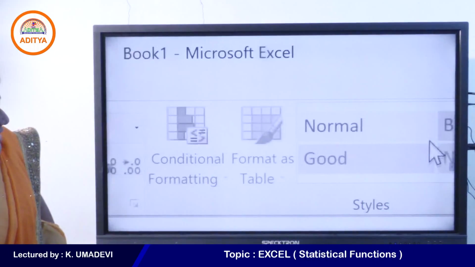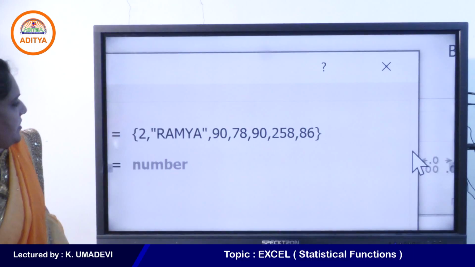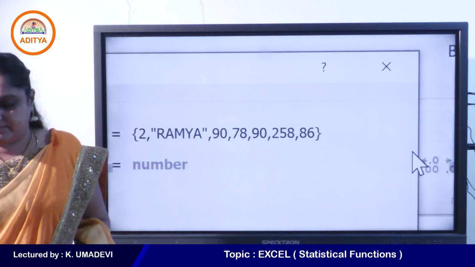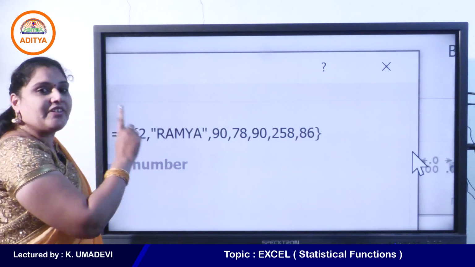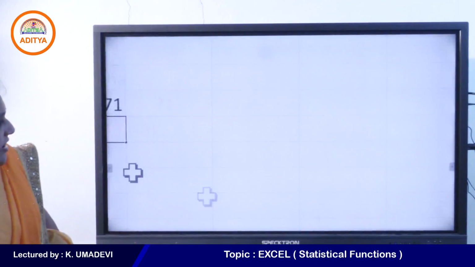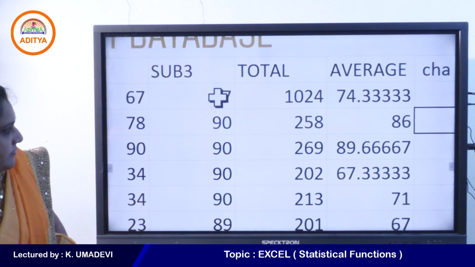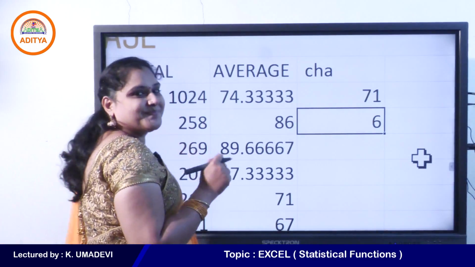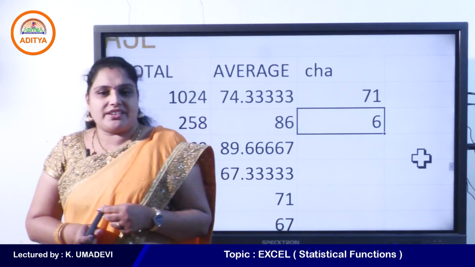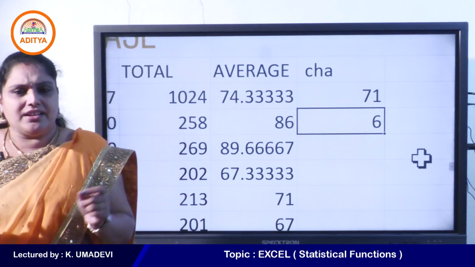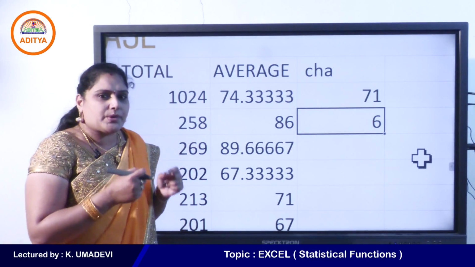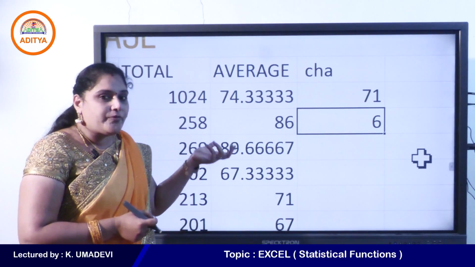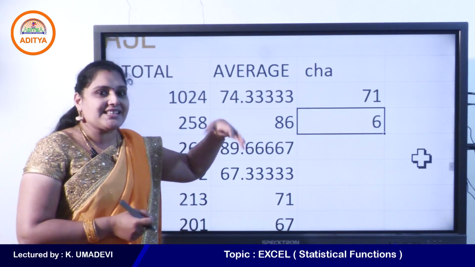How many values are there, students? Just count all the values. So 1, 2, 3, 4, 5, 6, 7, right? That means we have selected 7 cells, and then click on OK. But here the result is 6. Why, students? We have selected 7 cells. The count function is used to count the total number of cells, but here it returns 6 as its result.